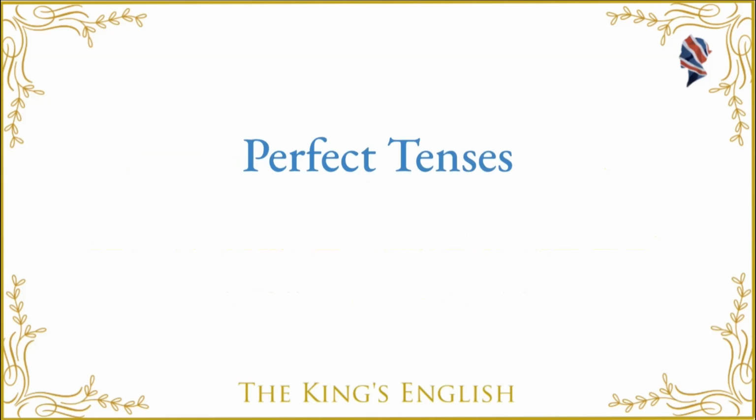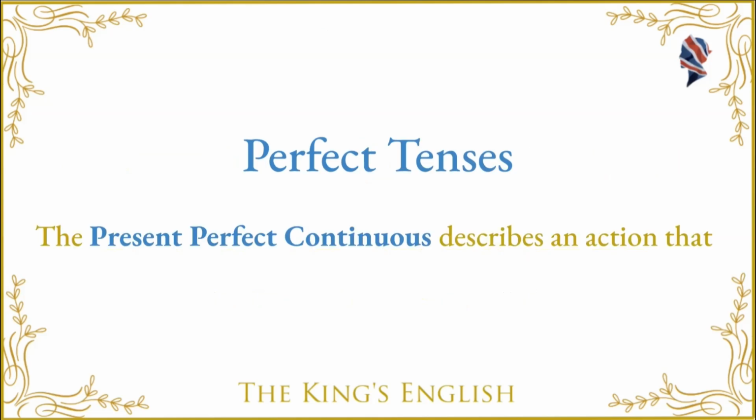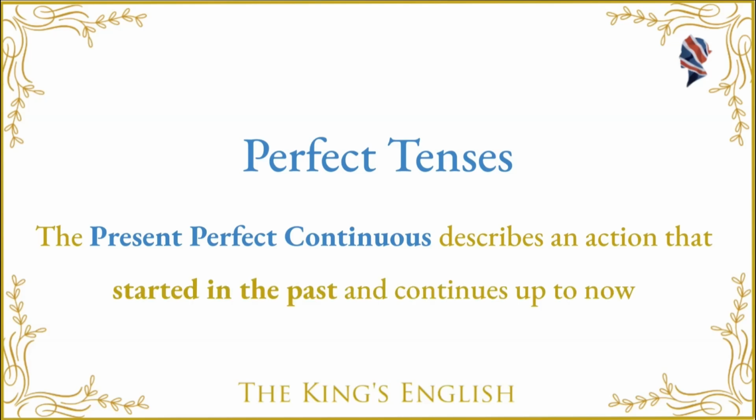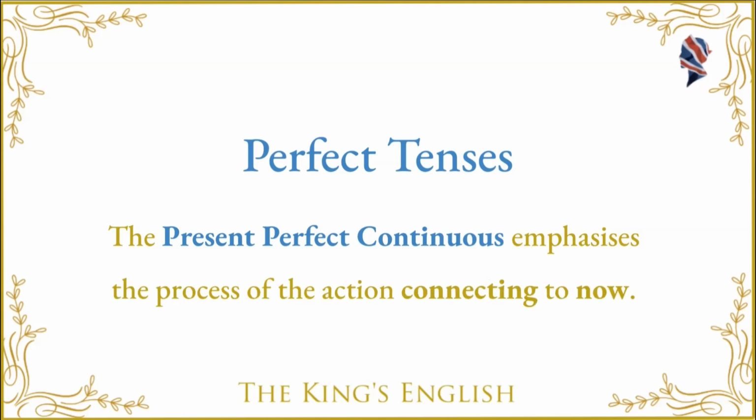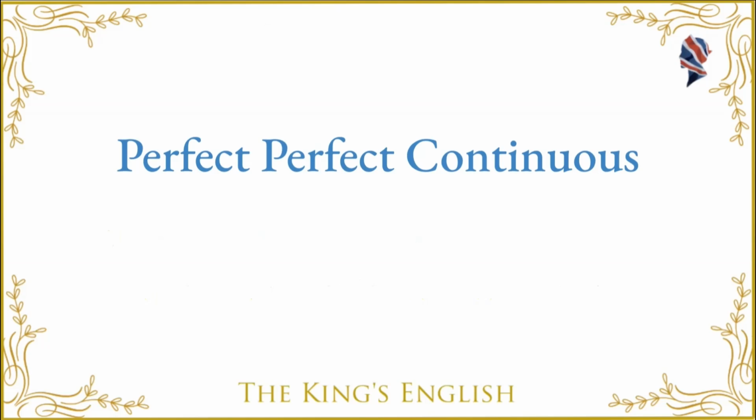Perfect tenses. The present perfect continuous describes an action that started in the past and continues up to now. The present perfect continuous emphasizes the duration of the action. The process of the action connecting to now. Present perfect continuous.